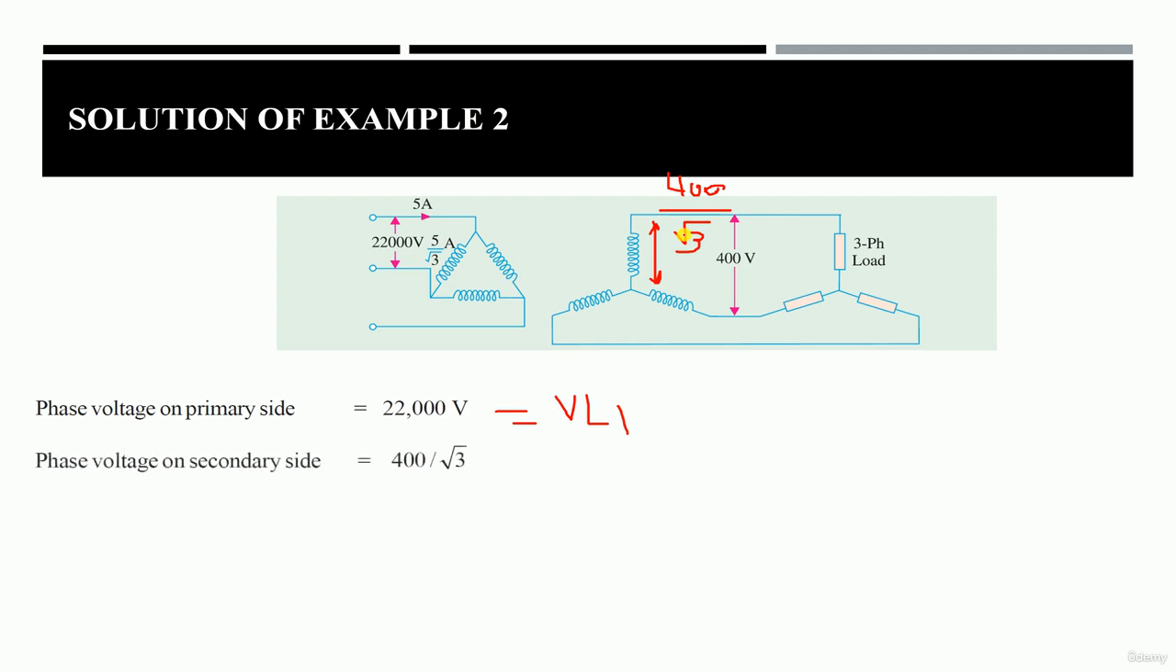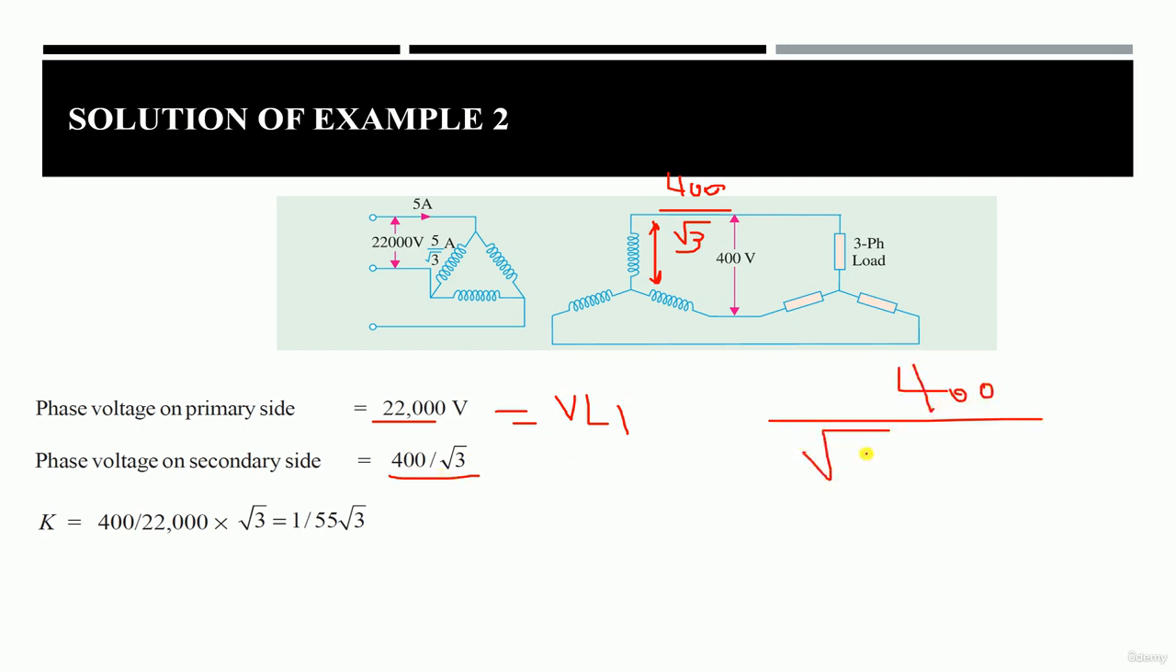Okay, so the phase voltage on the secondary is 400 divided by root 3. So from here we can get the turns ratio. You can see N2 over N1. So it will be like this: N2 over N1 equals 400 divided by root 3, and this is divided by 22 kilovolt. So in summary, it will be 400 divided by 22 kilovolt multiplied by root 3. So it will give us this value.